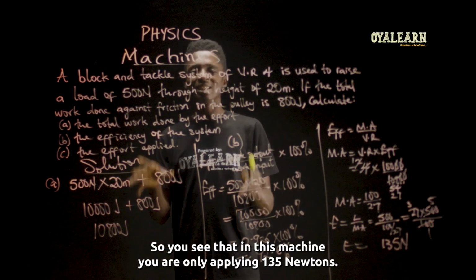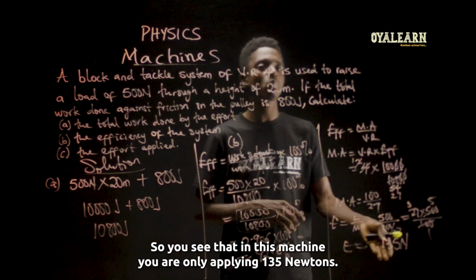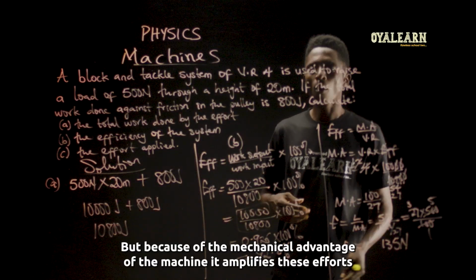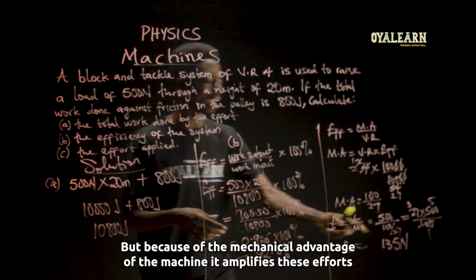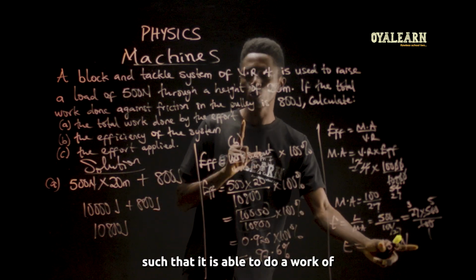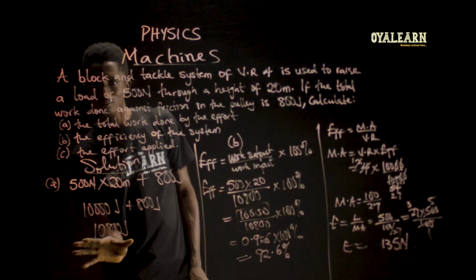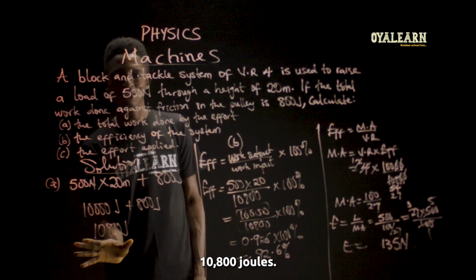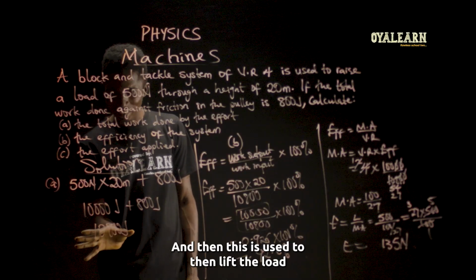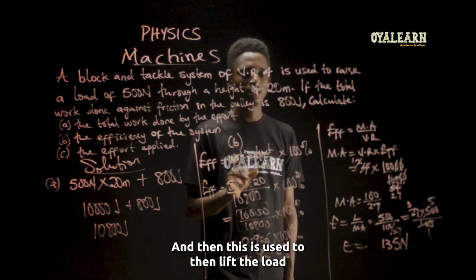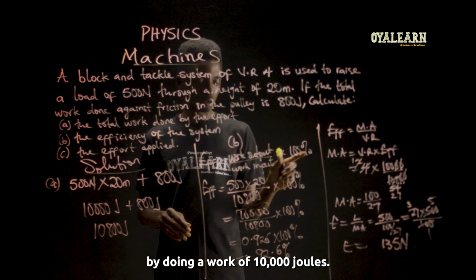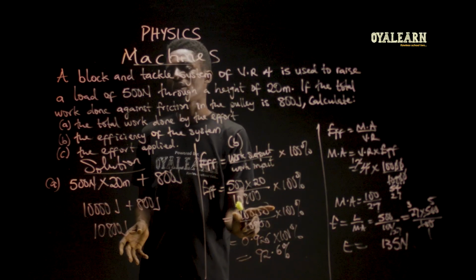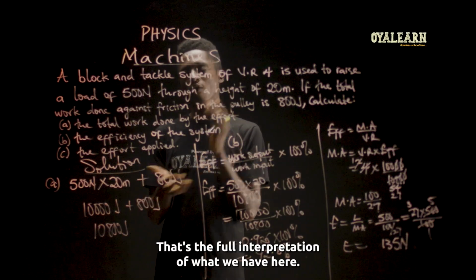So you see that in this machine, you are only applying 135 newtons. But because of the mechanical advantage of the machine, it amplifies this effort such that it is able to do a work of 10,800 joules. And then this is used to then lift the load by doing a work of 10,000 joules. That's the full interpretation of what we have here.